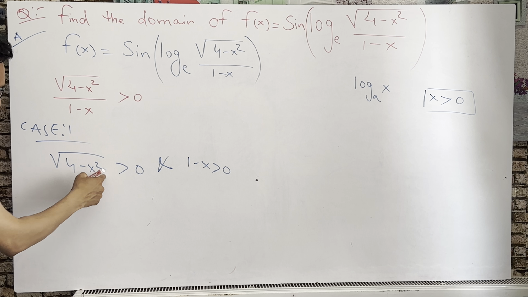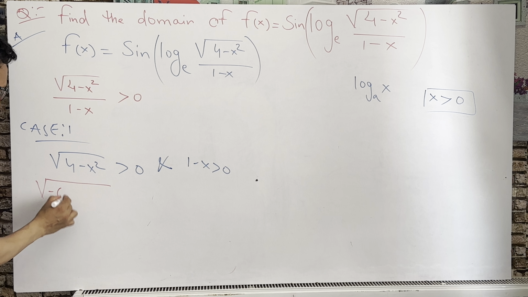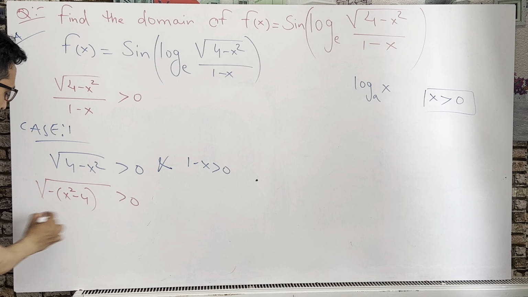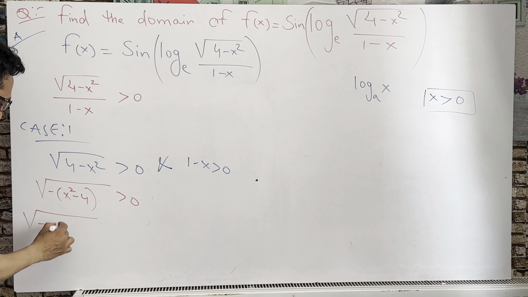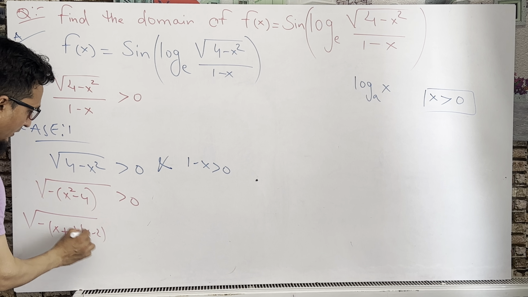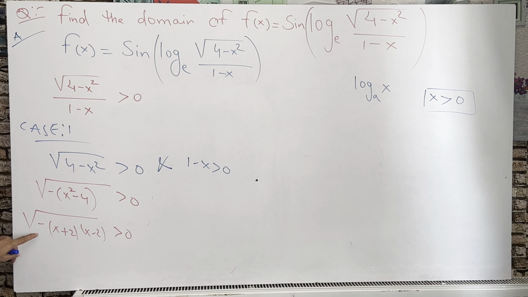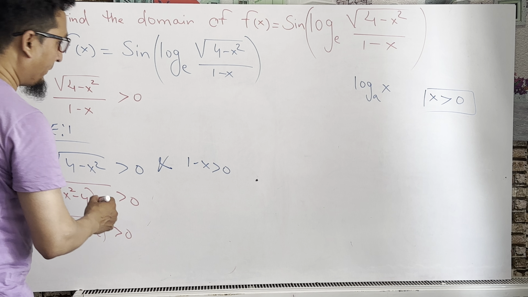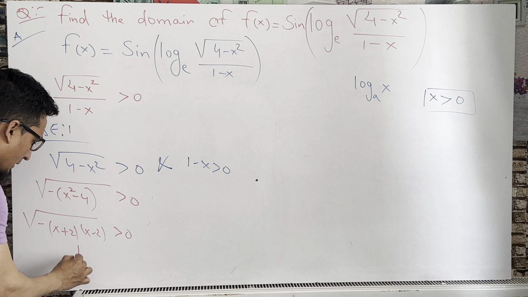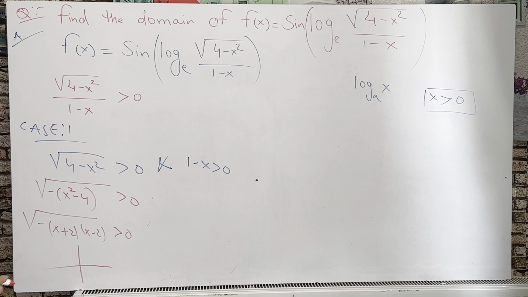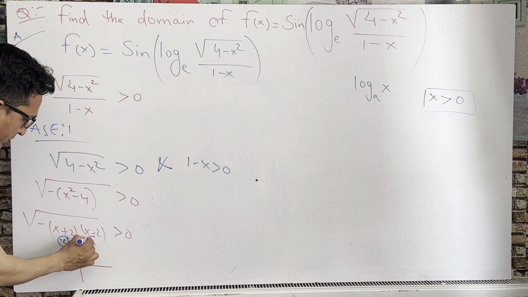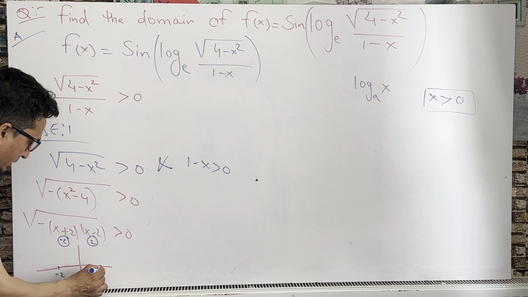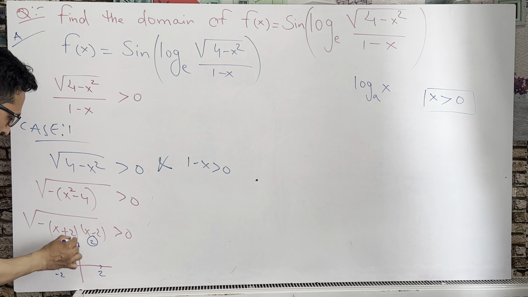Look, this under root of 4 minus x squared can be written as minus (x squared minus 4), and then this can be written as minus (x plus 2)(x minus 2), and this is 0. Whenever you have a square root like this, with minus (x plus 2)(x minus 2), remember the graph is a half semicircle. So find the zeros first. Here we have minus 2 and here plus 2, and the graph is always a semicircle.